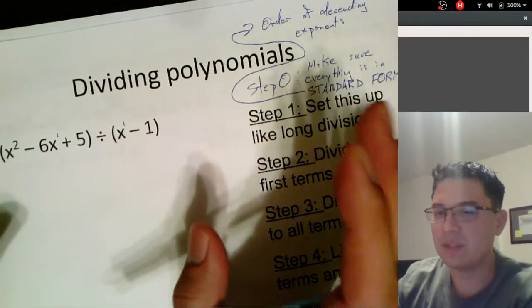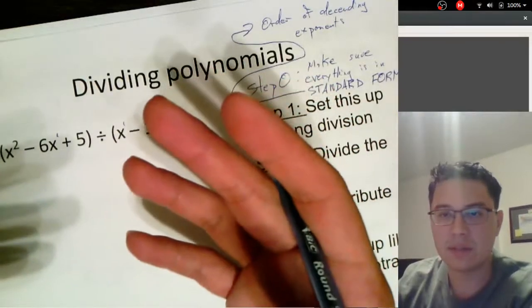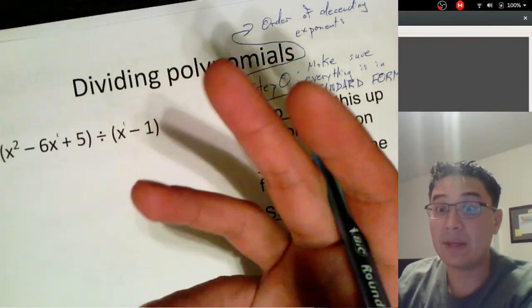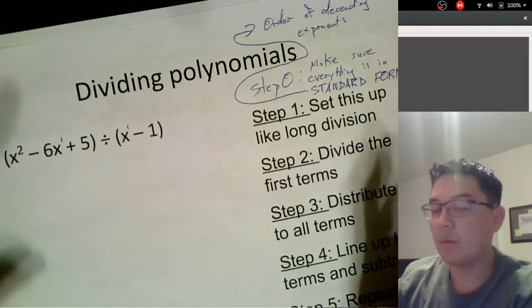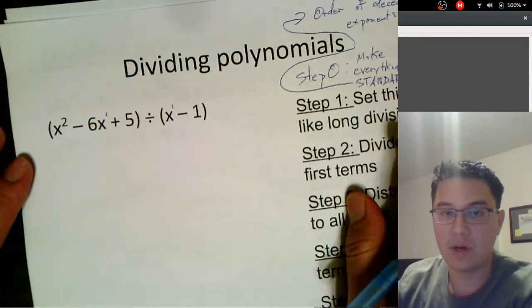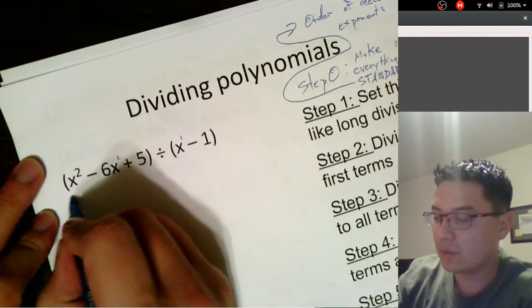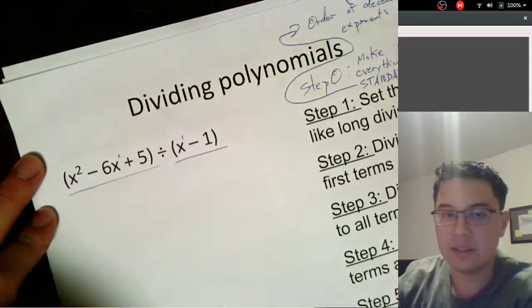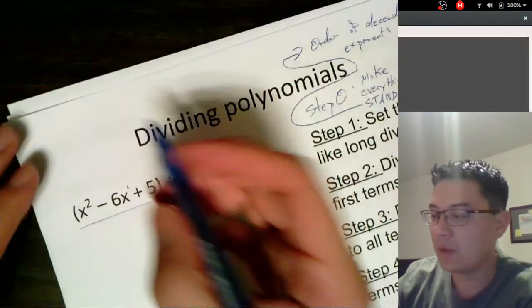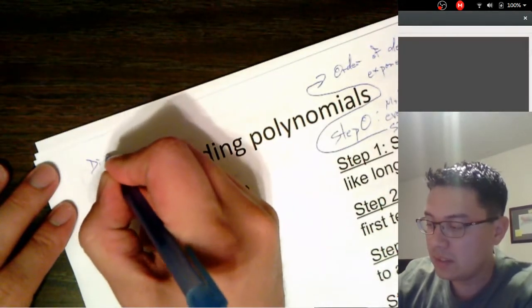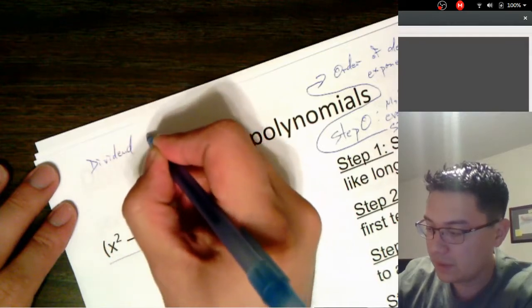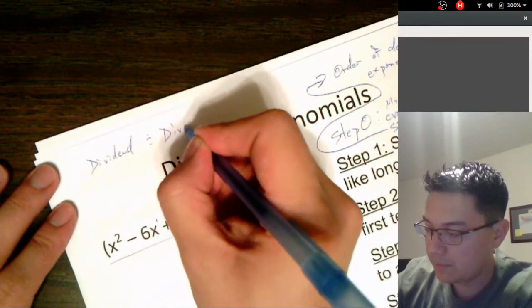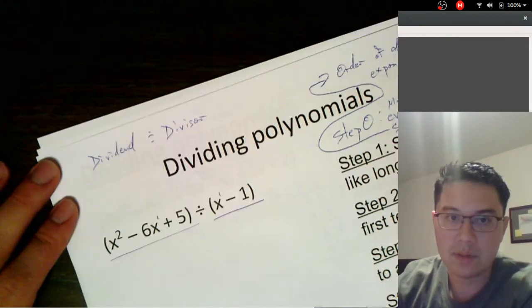That actually does make a big difference later on, and especially in the process that you guys are going to see here, it makes a big difference. So we're going to set this up like it's a long division problem. Okay, this is going to be the dividend, and this is going to be the divisor. Okay, so it always goes dividend, divisor. Okay, is always going to be the order here.